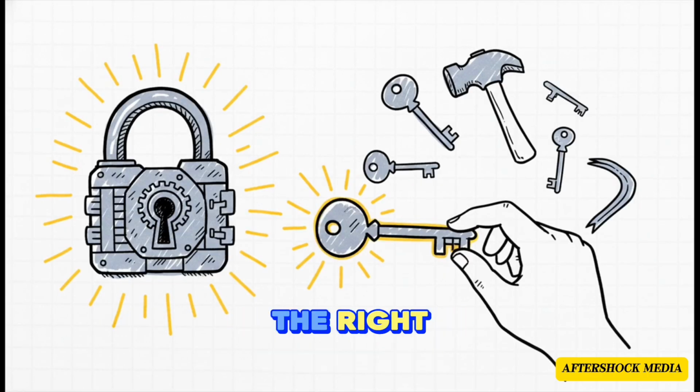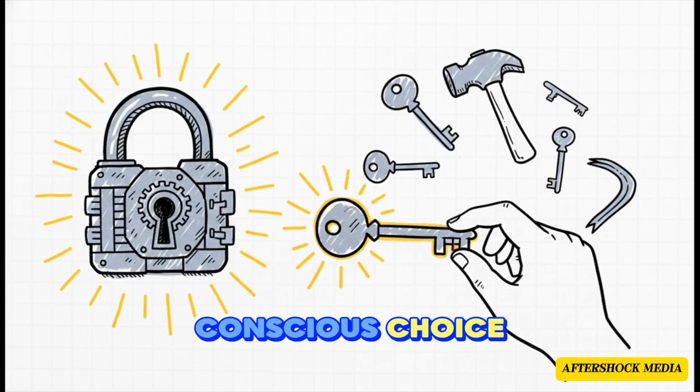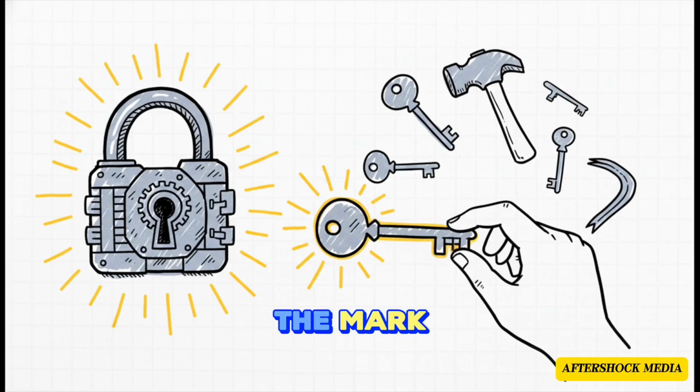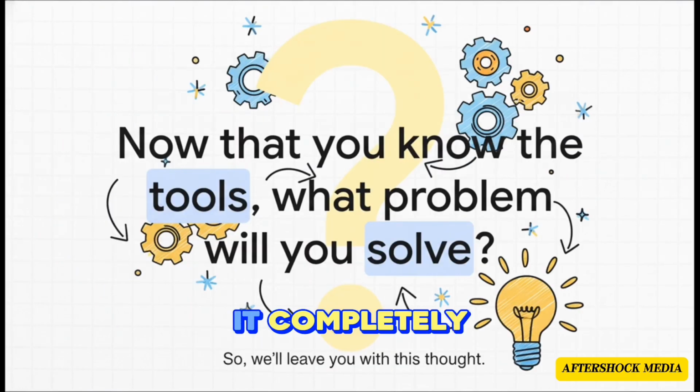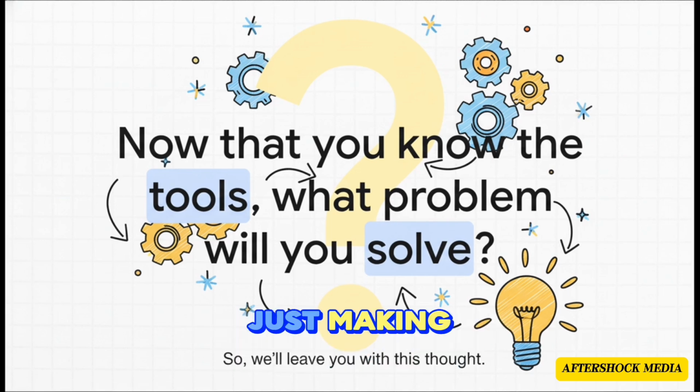Knowing how to choose the right tool for the job, understanding those trade-offs, and making a conscious choice, that's what elevates your work from just good to truly great. It's the mark of an expert. It completely transforms how you approach building software. You stop thinking about just making things work, and you start thinking about making them work brilliantly. So we'll just leave you with this question. Now that you know about the tools, what problem are you going to solve?